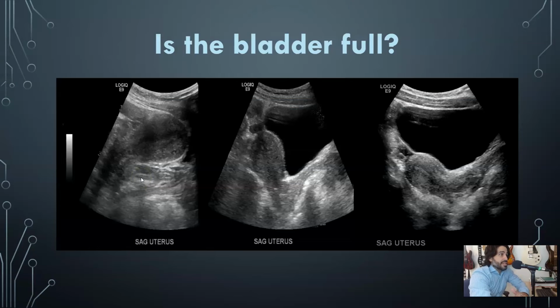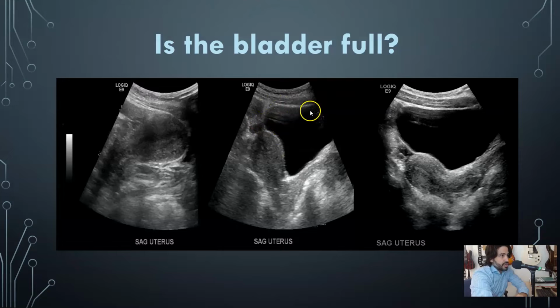If we're going to be doing transabdominal ultrasound, which most of the images I'm going to be sharing are, as I am a pediatric sonographer, the bladder needs to be full. Now here you have one case where they come to you, bladder's not full. Now here the bladder is kind of full.